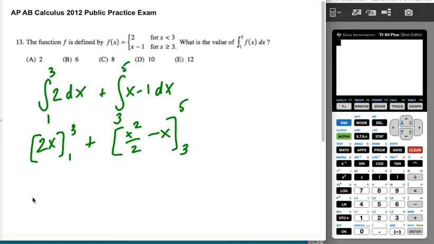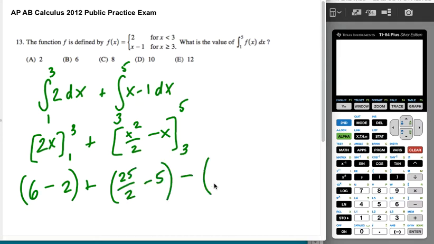So when we plug in, we're going to get 2 times 3, which is 6, right? Minus 2 times 1, which is 2. Here we're plugging in the top bound, right? So that's going to be 25 halves, right? Minus 5. And then minus the bottom bound, which is going to be 9 halves minus 3.